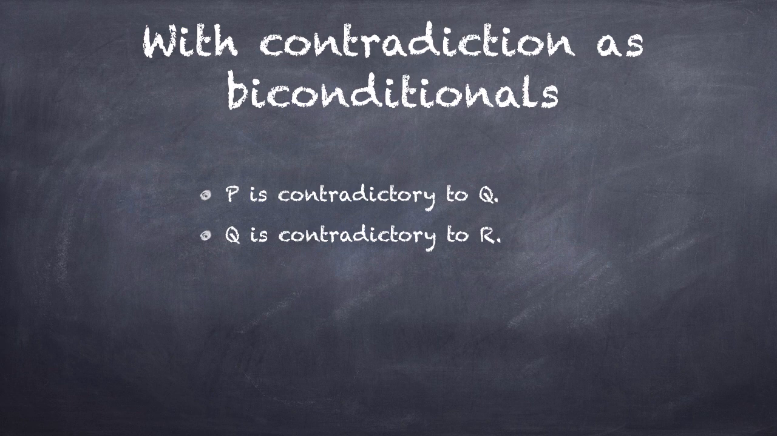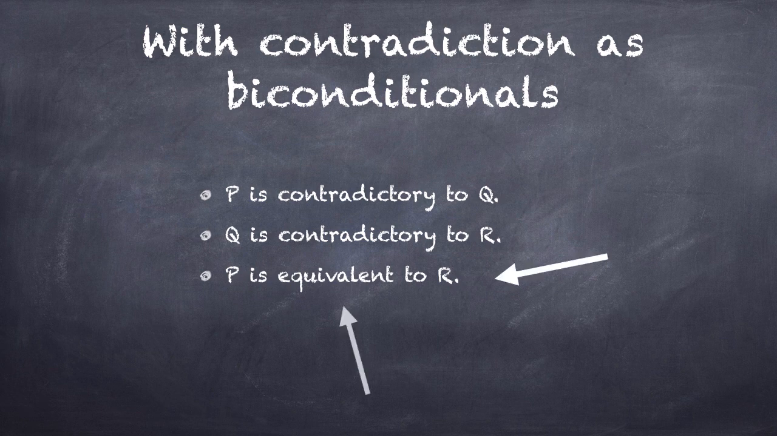Well, suppose P is true. What is Q's truth value? If P is true and P and Q are contradictory, then Q is false. Q is contradictory to R, and Q is false, so R is true. P and R match. Well, what happens when P is false? If P is false, then Q is true. If Q is true, then R is false. Well, P and R match again. I figured some of you might have thought that P would be contradictory to R. In fact, P is equivalent to R if both are contradictory to Q.